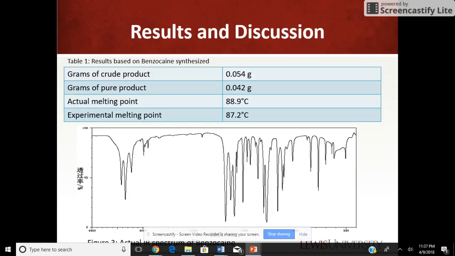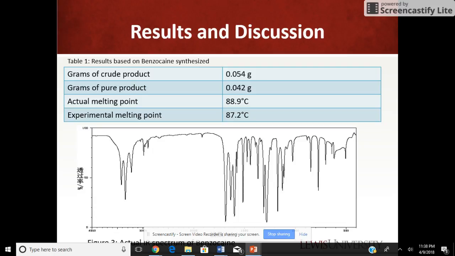The grams of crude product we had was 0.054, and the grams of pure product was 0.042. A little bit of mass loss there for several reasons, which I'll get to later. The actual melting point of benzocaine is around 88.9. Ours was pretty close to that at 87.2.